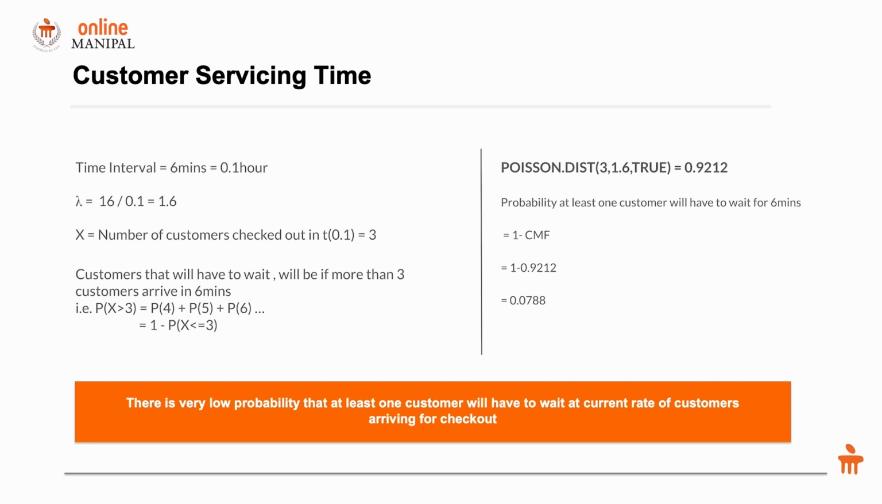But we were interested in the value of 1 minus this Poisson distribution value, which is the cumulative mass function value. What is the probability that at least 1 customer will have to wait for more than 6 minutes? It is 1 minus 0.92, which is 0.078. Again, this probability is very, very low, and we are assured that there is a very low probability that the customers will have to wait during that 6 minutes period of their checkout.